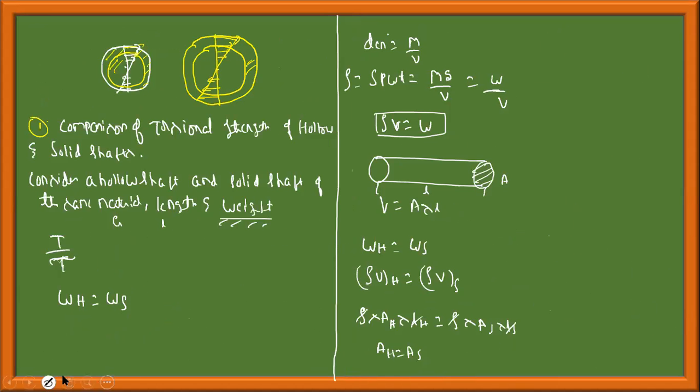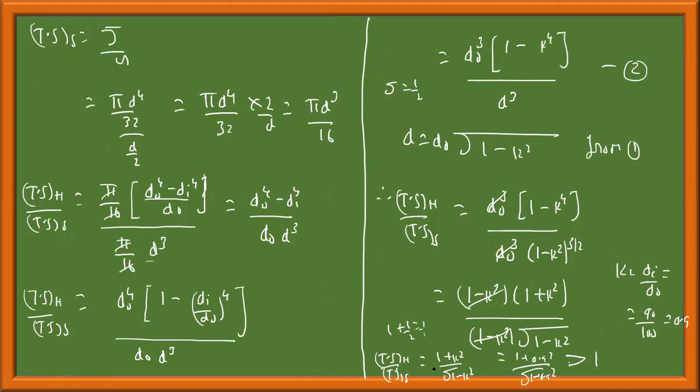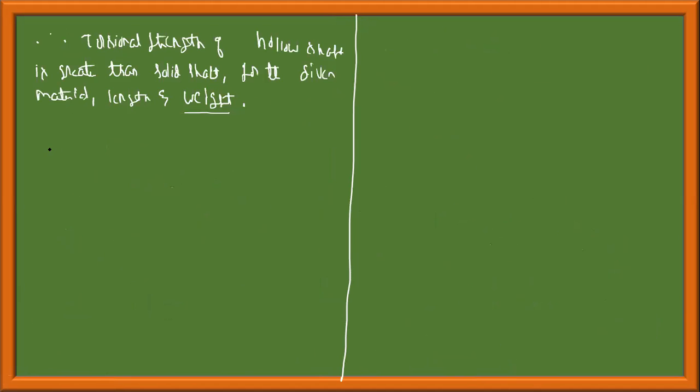Weight of hollow shaft is equal to weight of solid shaft, and then we will be getting finally this is what torsional strength of hollow shaft: 1 plus 0.9 square over root 1 minus 0.9 square as an example, or generally it is 1 plus k square by root 1 minus k square, isn't it? Torsional strength of hollow to solid shaft is 1 plus k square by root 1 minus k square, which is greater than 1.